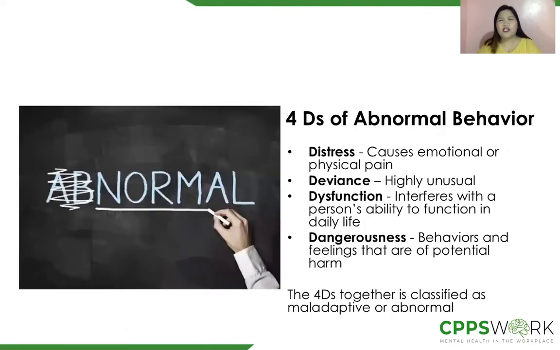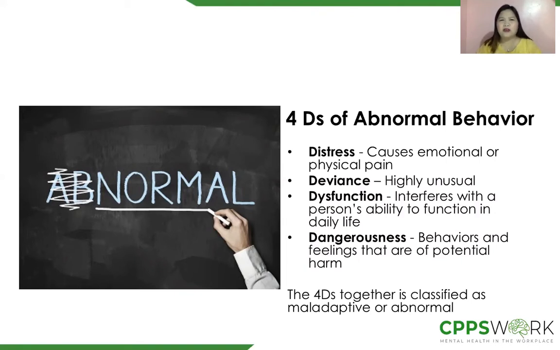Now, modern judgments of abnormality are not based on the previously discussed criteria. I just presented them for critical thinking. So, the basis for judgment of abnormality is the interplay of these four Ds. Okay? Distress, deviance, dysfunction, and dangerousness. So, in distress, behaviors and feelings that cause distress not only to the person but also to the people around that person may be considered as not normal.